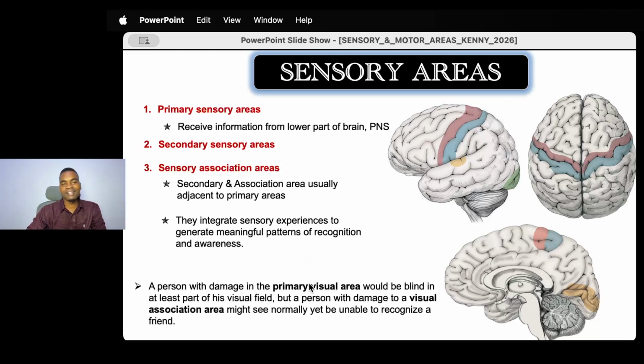And I gave you an example last time and the other time. If you have damage to the primary visual area, which is one among the primary sensory areas, you can be blind at least in a part of the visual field. But if you have damage to the visual association area or the secondary visual cortex, you might be able to see but yet not be able to recognize a friend, because you cannot interpret what you are seeing. Because the sensory association areas together with the secondary sensory area are the ones interpreting and generating the meaningful pattern of recognition. I think that is very clear.